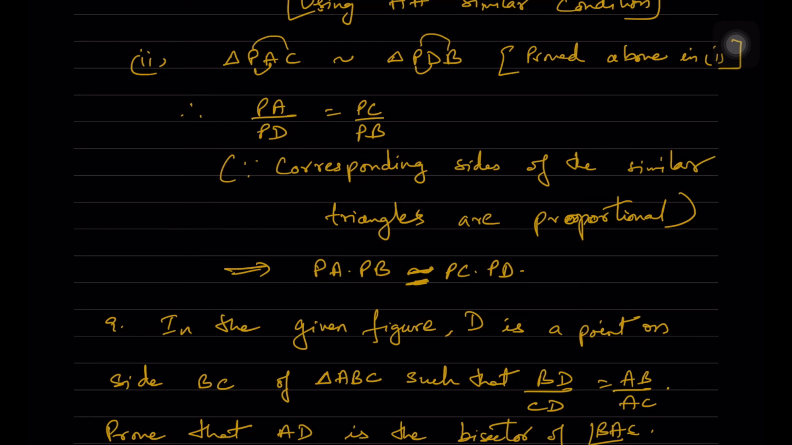Now we will consider the corresponding parts because these two triangles are similar. So we are taking PA by PD is equal to PC by PB. Since corresponding sides of similar triangles are proportional, which implies that according to the problem, whatever is given, we take the corresponding sides. So this is PA into PB is equal to PC into PD.